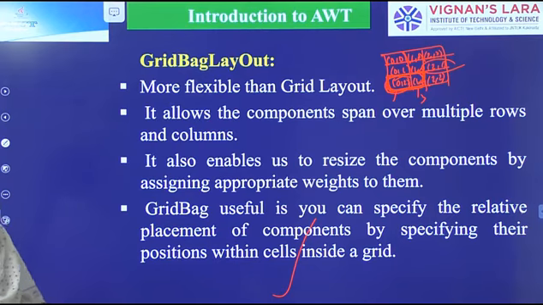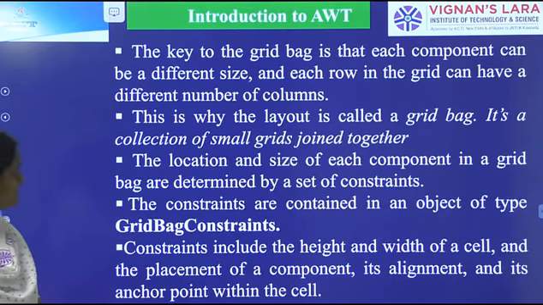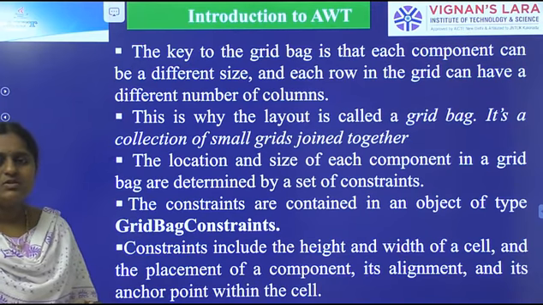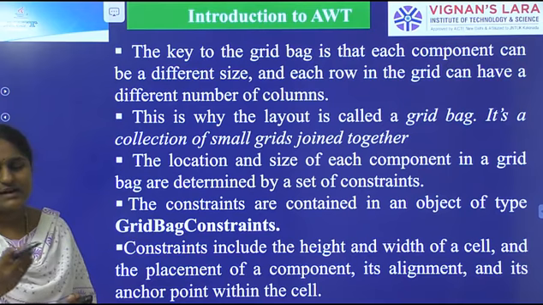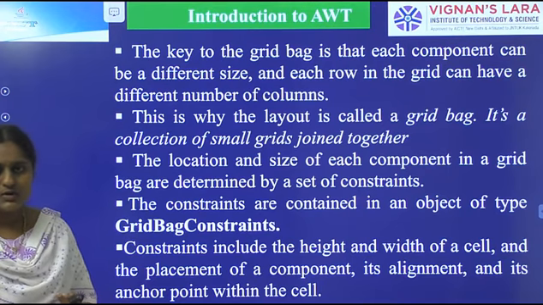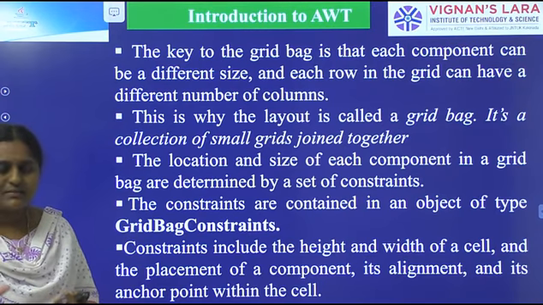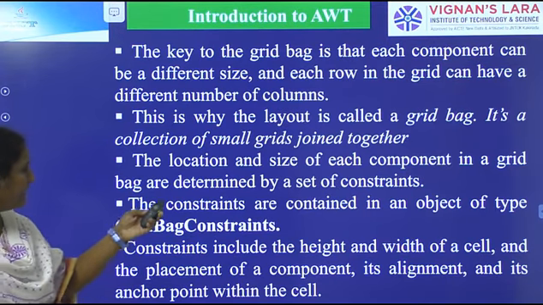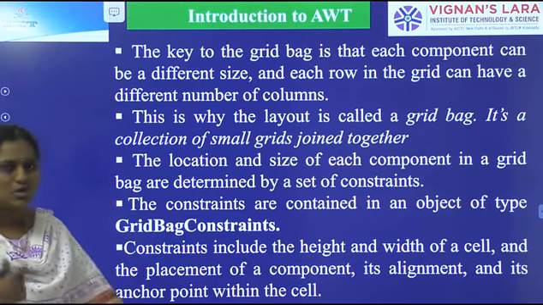Each and every cell is one grid, and each and every cell has one particular component. Let's come to the next one. In a grid bag layout, each component can be different in size and each row in the grid can have a different number of columns. It consists of a number of rows and columns. If you want to resize the rows and the columns, it also provides that feature. So we can mix 2 grids as one grid also. This is why the layout is called grid bag. It is a collection of small grids joined together.